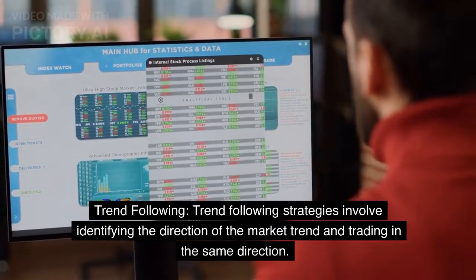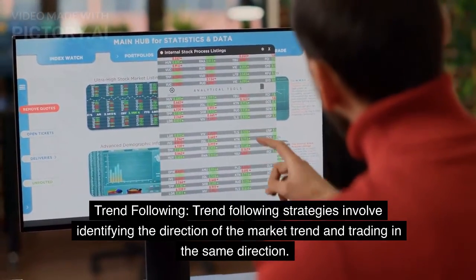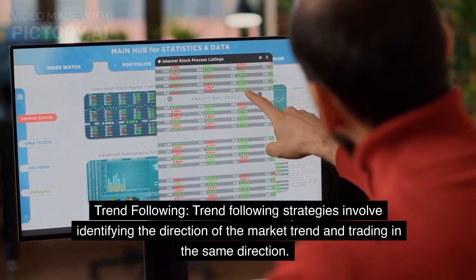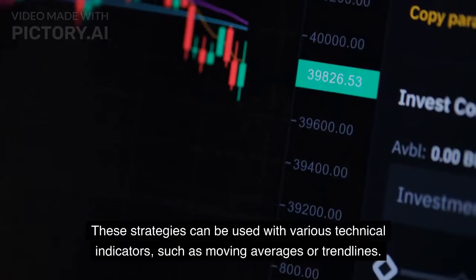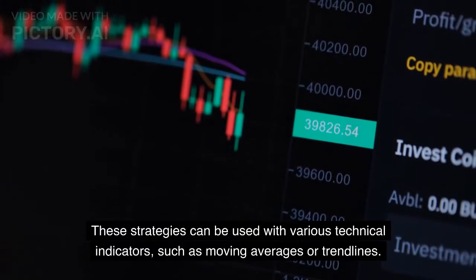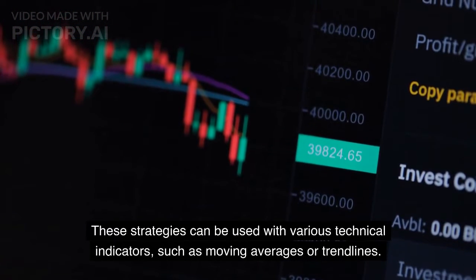Trend following. Trend following strategies involve identifying the direction of the market trend and trading in the same direction. These strategies can be used with various technical indicators, such as moving averages or trend lines.